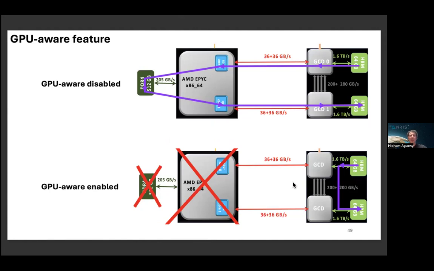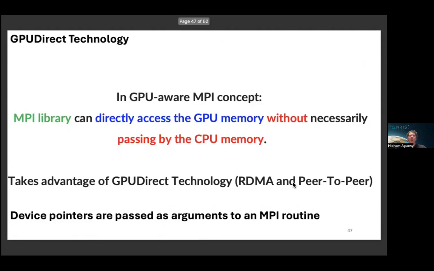One of the features here is the GPU aware MPI. And the GPU aware MPI is basically where the device pointer arguments are passed as an argument to an MPI routine. And in this case, instead of process 0 talking to process 1, the system will behave like GPU 0 will talk to GPU 1.